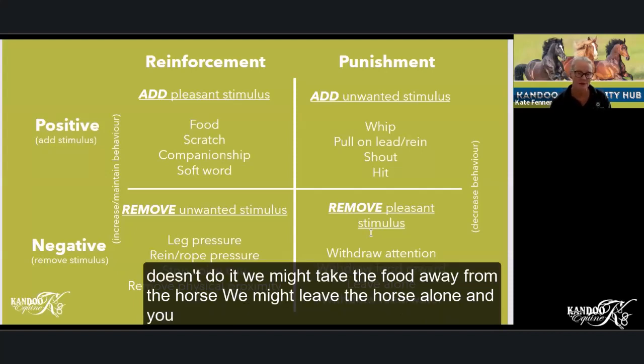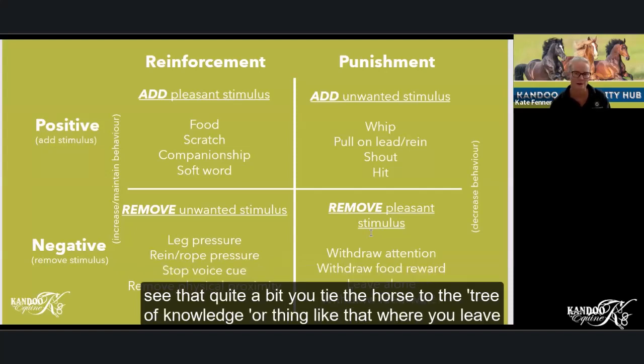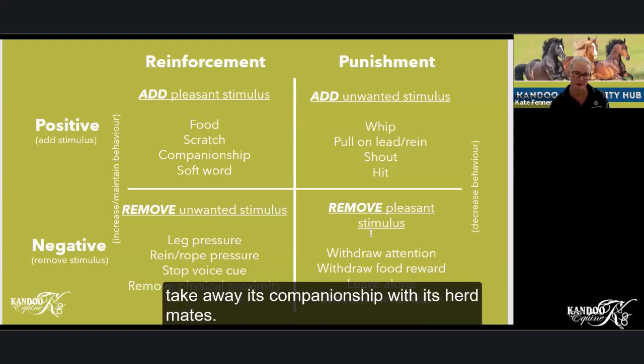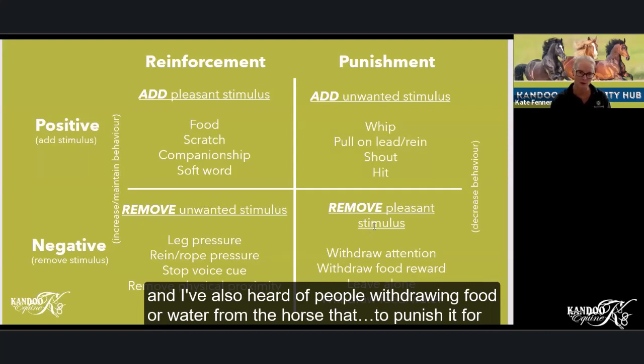We might leave the horse alone, and you see that quite a bit. You tie the horse to the tree of knowledge or something like that, where you take away its companionship with its bird mates. And I've also heard of people withdrawing food or water from the horse to punish it for doing something wrong.